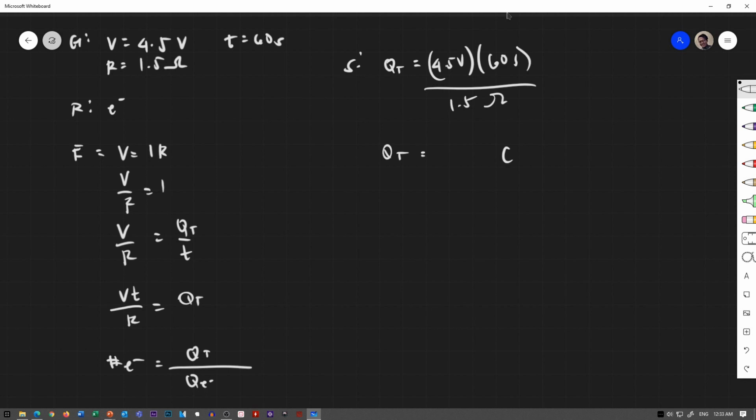Then for the number of charge, or in this case number of electrons, you're just going to divide Qt by 1.6 times 10 raised to negative 19. Then of course you're going to cancel the units here, leaving you with a unitless answer, thus satisfying the required, which is number of electrons. Okay, so when of course counting numbers, those are unitless. Okay, so there you go.